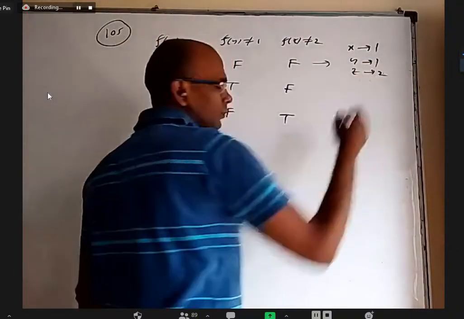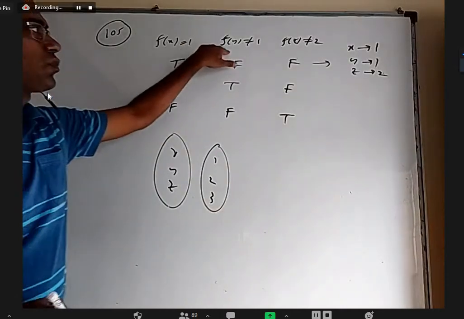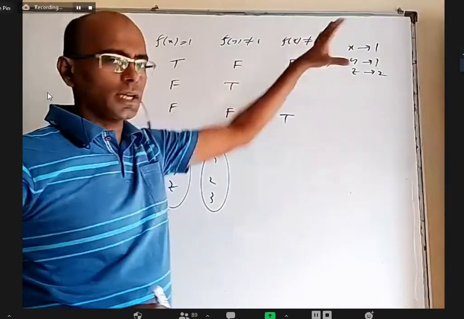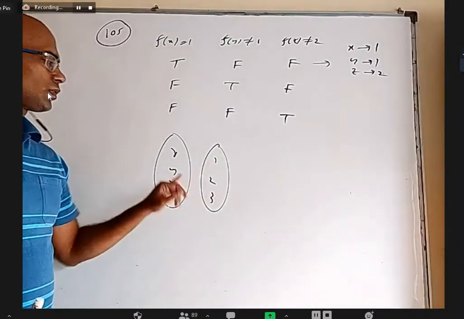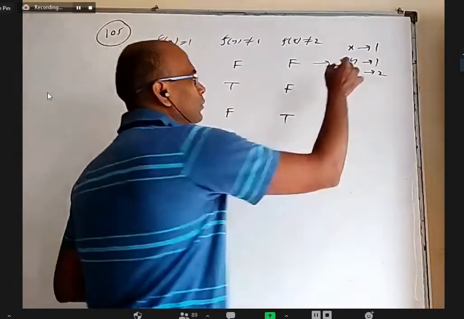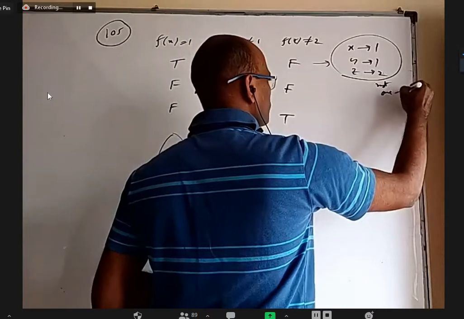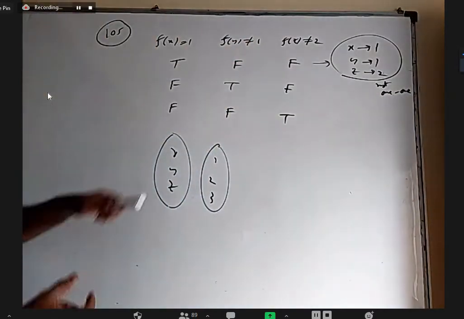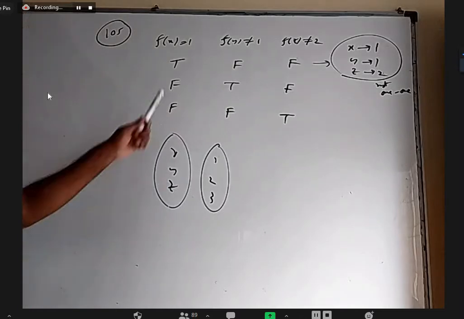So if the first is really true and the other two are false, this is how the connection should be. That is, x should be connected to 1, y should be connected to 1, z should be connected to 2. You know it is not 1-1. But they want it to be 1-1. So this is not 1-1. So that means this being true and the other two false can't be right. Coming to the second one.